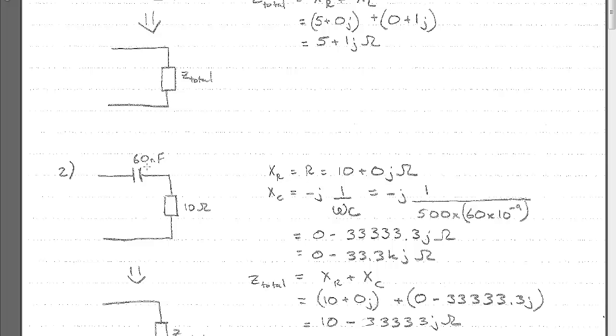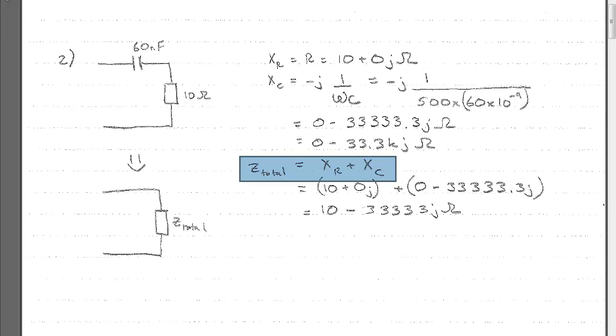So we found the complex impedance of each of these components. Now what we need to do is just add them together because they're in series. So that's what we've done here. Z total is going to be the reactance of the resistor plus the reactance of the capacitor. Just taken these rectangular forms and put them here. So 10 plus 0j plus 0 minus 33.3k j is equal to 10 minus 33.3k j ohms. That's the full rectangular form.